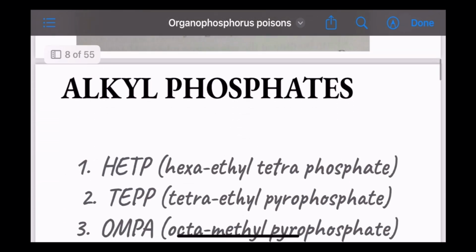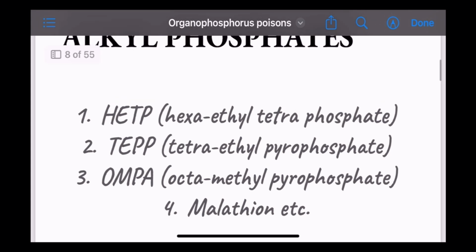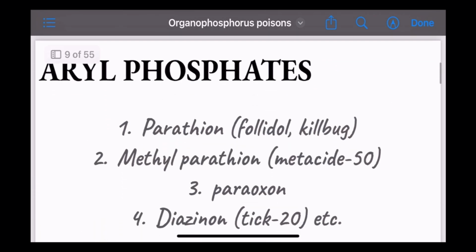Then we have alkyl phosphates. These are some of the examples of alkyl phosphates. So the most important is malathion. If you're having some clinical question also, they will be telling that malathion used by some agriculture person and then he came with symptoms of this that I'm going to tell you later on. So if you want to remember, you can remember HETP, that is hexaethyl tetraphosphate, but malathion is a must, you have to remember that. Then we have aryl phosphate, that is parathion, you have to remember in this. Other things if you want to remember, you can remember, no issue.